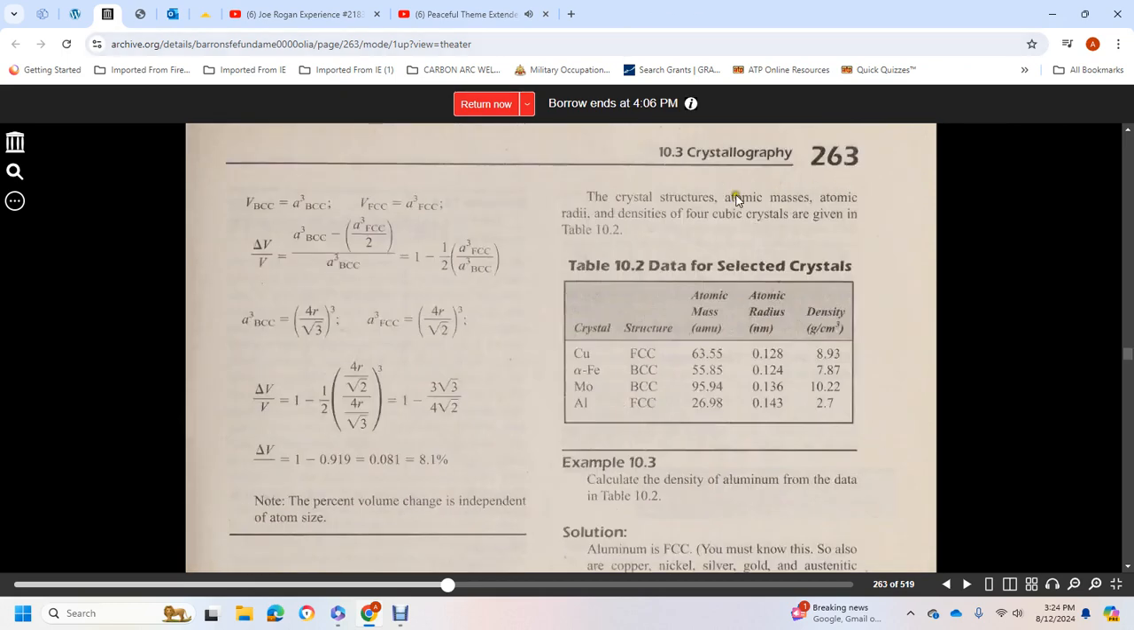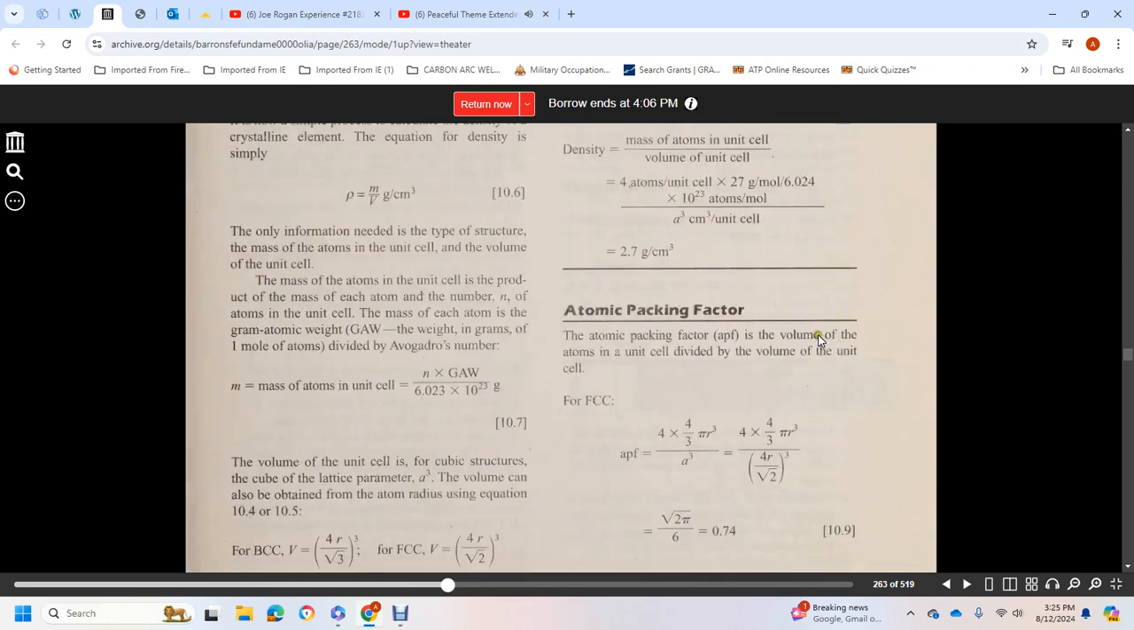Crystal structures, atomic mass, atomic radii, and density of the four cubic structures are given in Table 10.2. Data for selected crystals: crystal structure, atomic mass in AMU, atomic radius in nm, and density in grams per cubic centimeter. The atomic packing factor is the volume of the atoms in a unit cell divided by the volume of the unit cell.